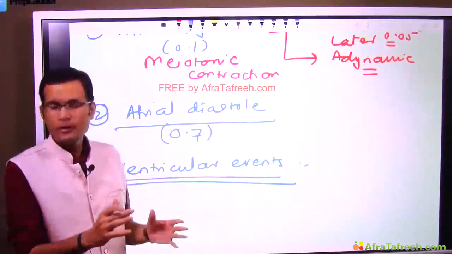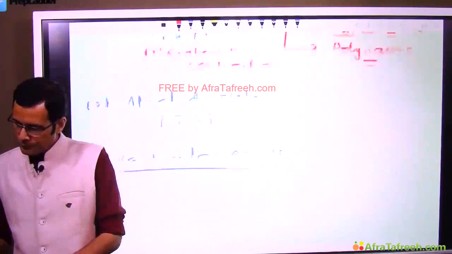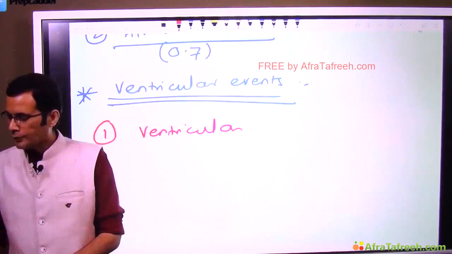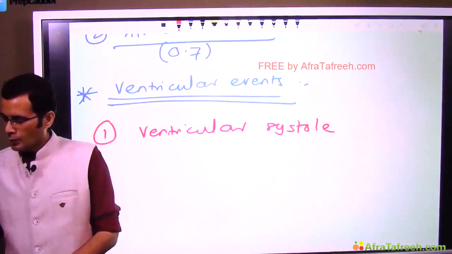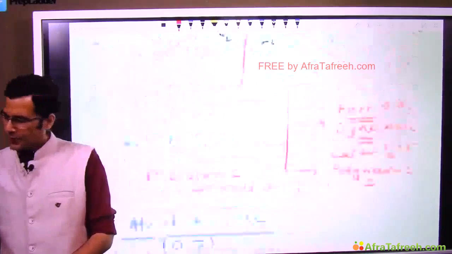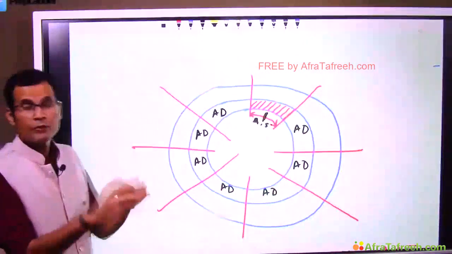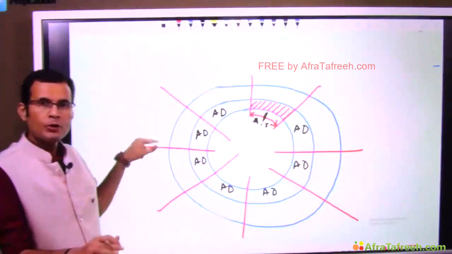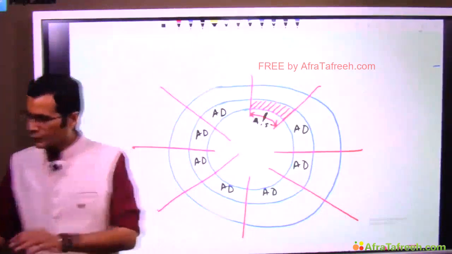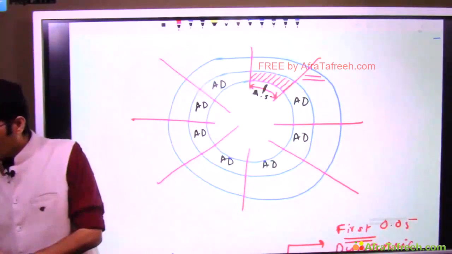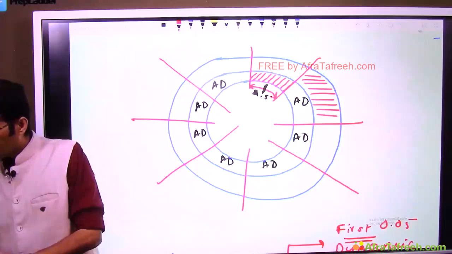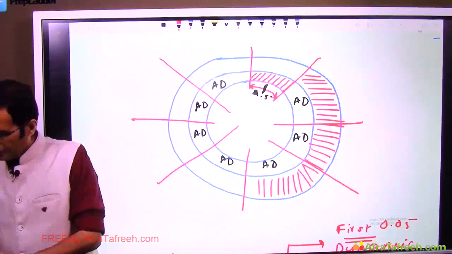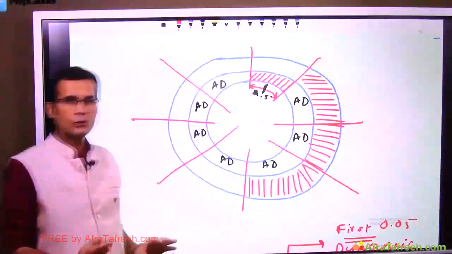First, ventricular systole, 0.3 seconds. So three parts. Let's show the 0.3 seconds, three parts. First of all, ventricular events on the outer strip, and three parts. So let's show the three parts. That's ventricular systole, 2 and 3. Three parts, ventricular systole.